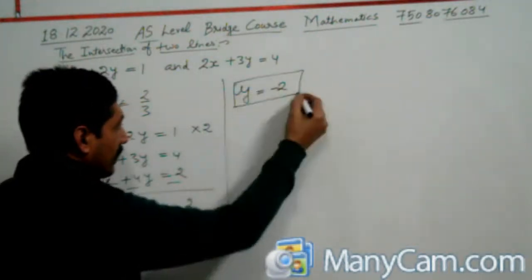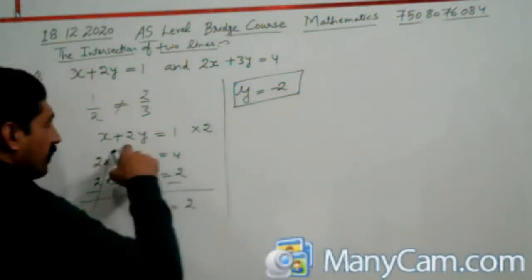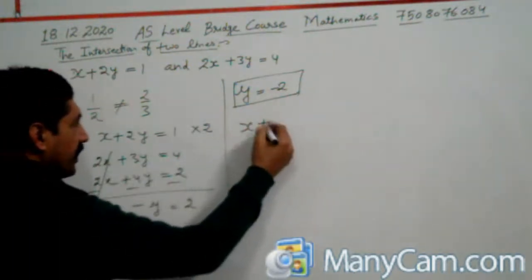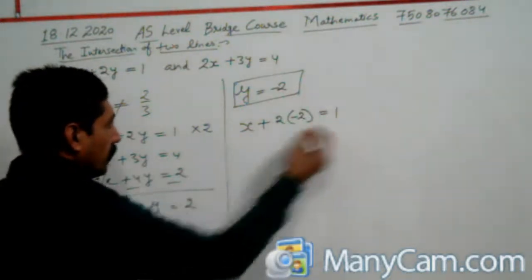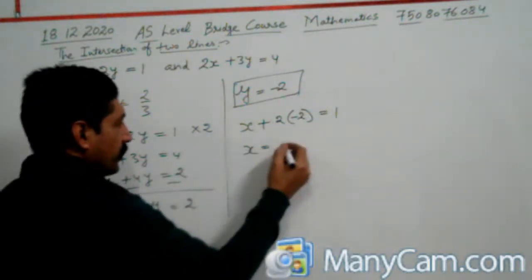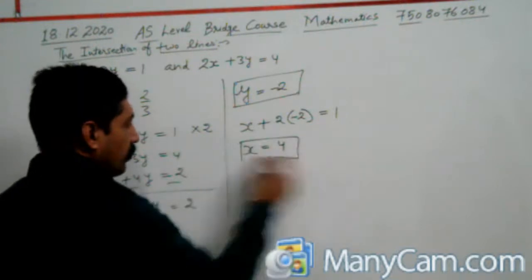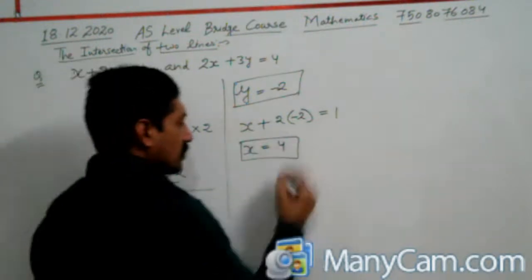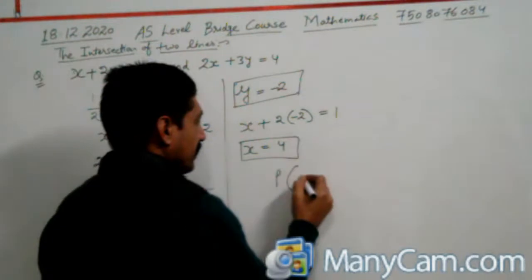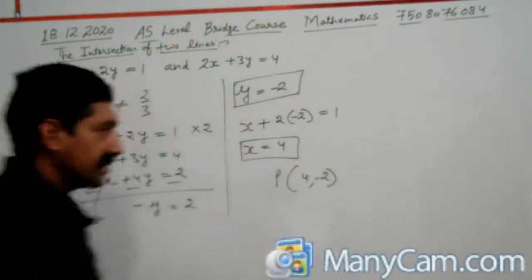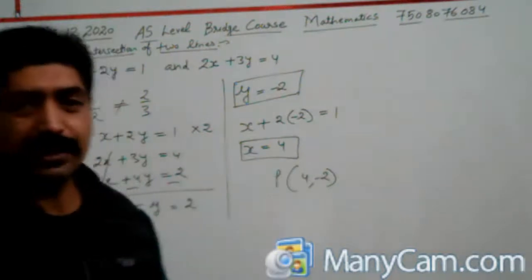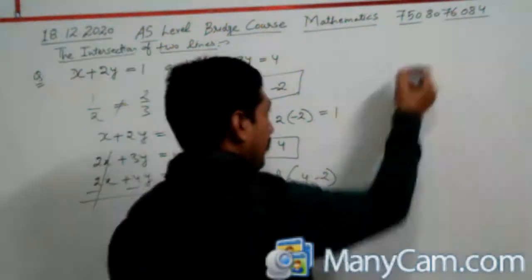Once y is minus 2, we can substitute the value of y in any of the equations. x plus 2 into minus 2 is equal to 1, so x is equal to 5. So the point of intersection, the solution, is the point. At this point these two lines intersect, and we can do it graphically also, on the xy plane.